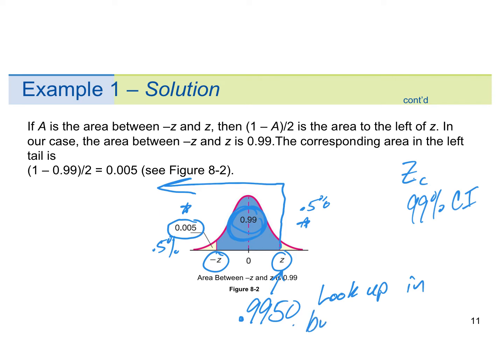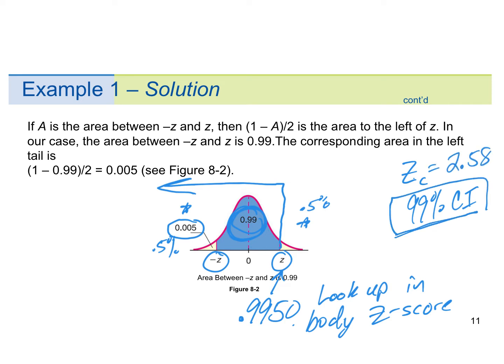And you're going to look this up in the body of your Z-score table, and you're going to get the corresponding Z-score for it. So let's take a look at that. Our Z sub C for a 99% confidence interval is 2.58. You never ever have to look up one ever again for 99%. It's always 2.58.